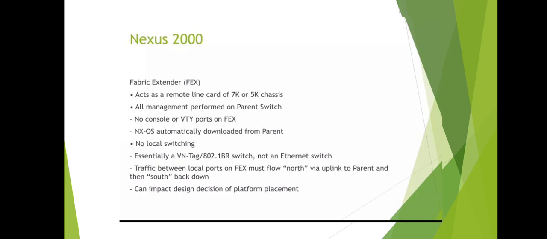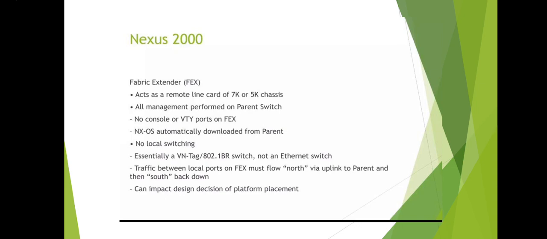Yeah, of course 2000 will be used as access. It is called a fabric extender, and acts as a remote line card. If you have a remote site, you can use that switch over there or in the data center itself, but then it depends on the remote site, in the sense a few miles away from the main building. All management is performed on the parent switch, of course. It acts as a remote line card for 7K and 5K. No console or VTY ports. On FEX, NX-OS is automatically downloaded from the parent.